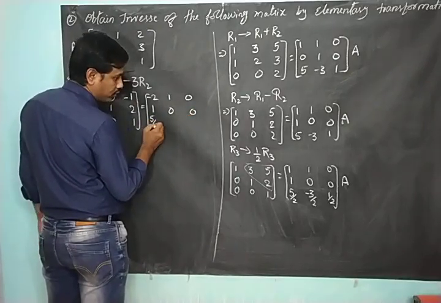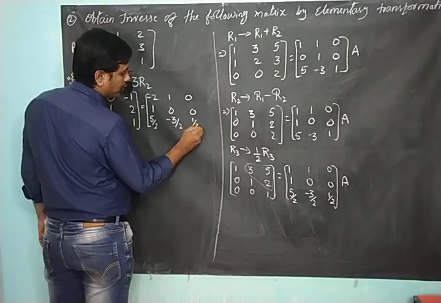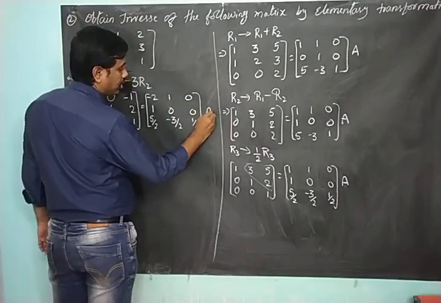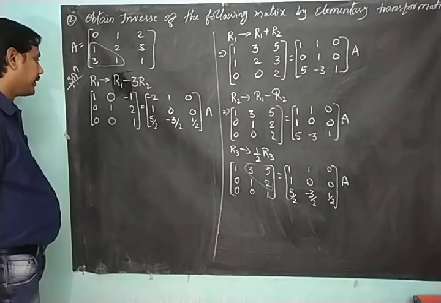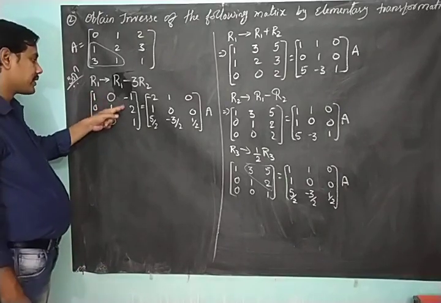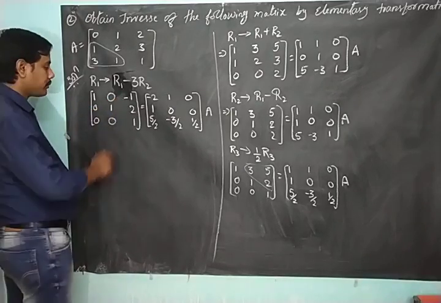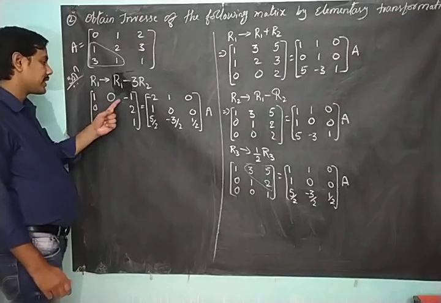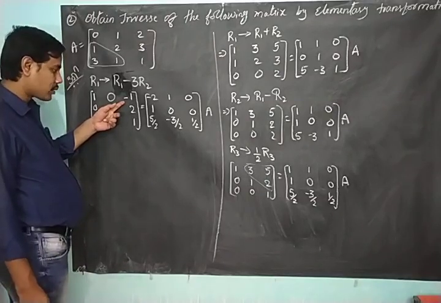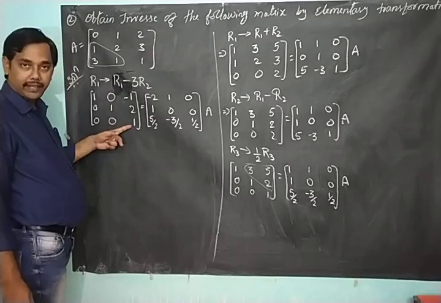5 by 2 minus 3 by 2, 1 by 2 into A. So now this element we got as 0. Now these two elements should change to 0, so let us make this 0. How to make this 0? Here minus 1 is there. If I add 1, this becomes 0. Where is that 1? That 1 can be taken from R3.